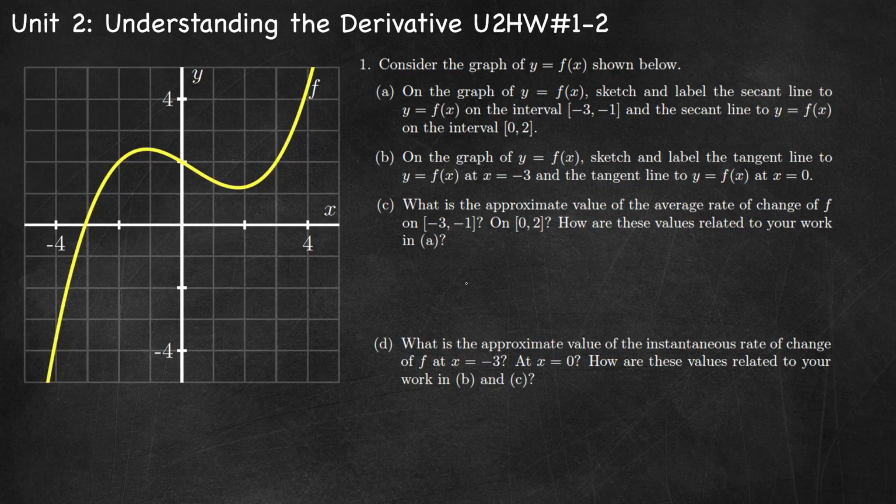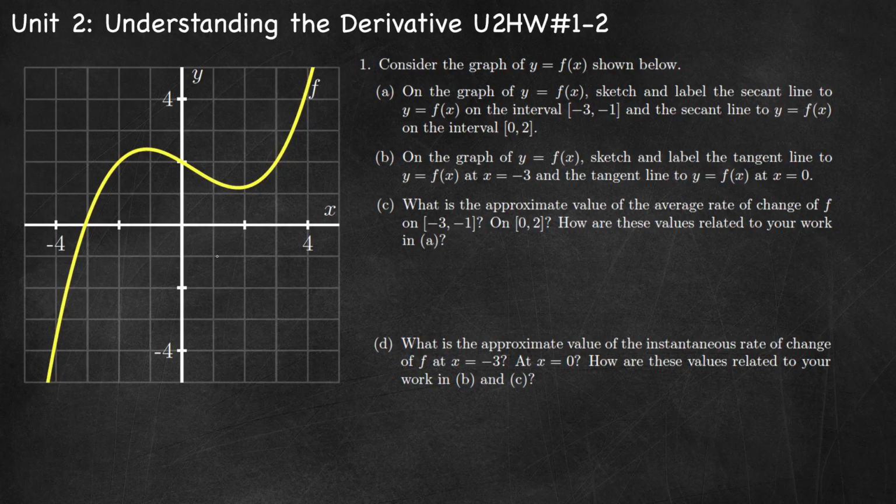Hello, in this video I'll be working through Unit 2 homework problems 1 and 2. For number 1, we're given the graph of f of x and asked to sketch and label two secant lines, one on the interval from -3 to -1 and the other on the interval from 0 to 2. So let's begin by sketching the secant line on the interval from -3 to -1.